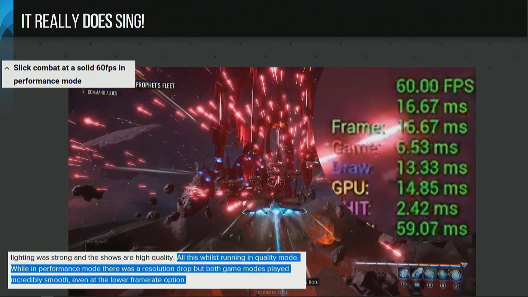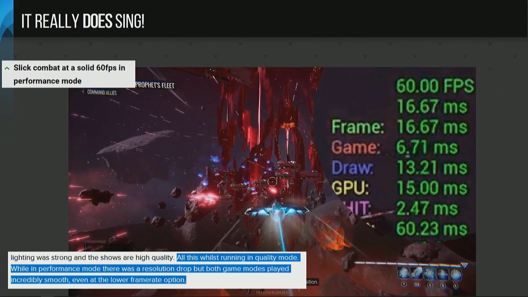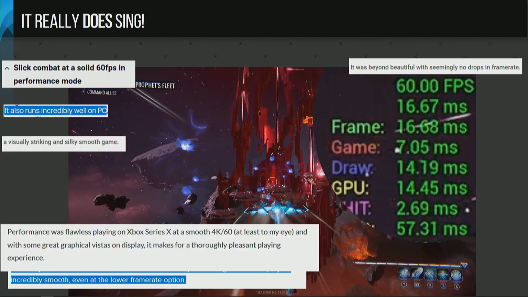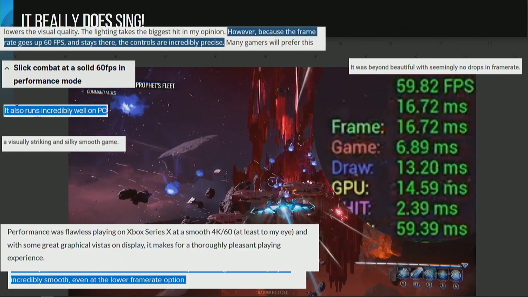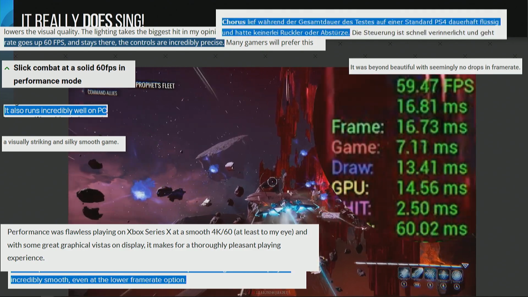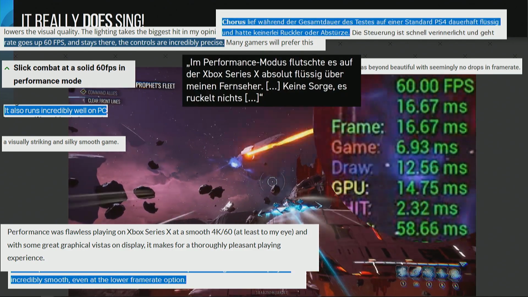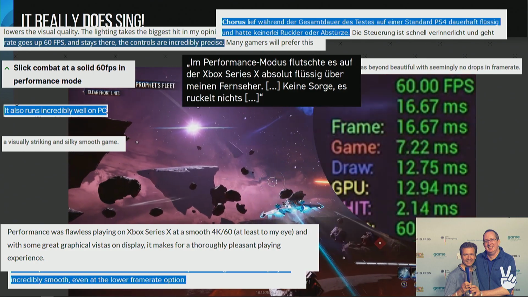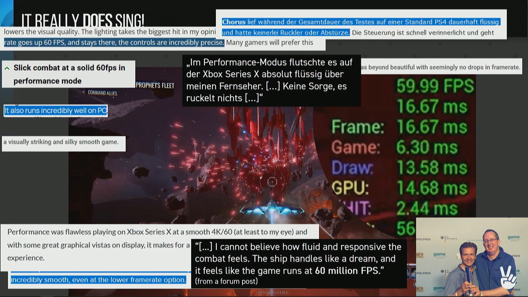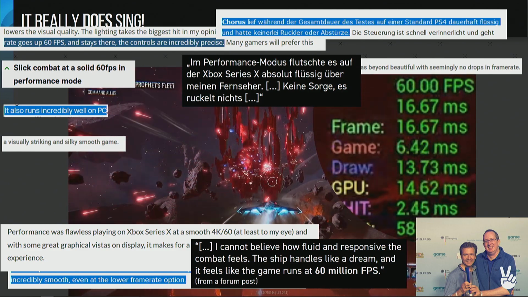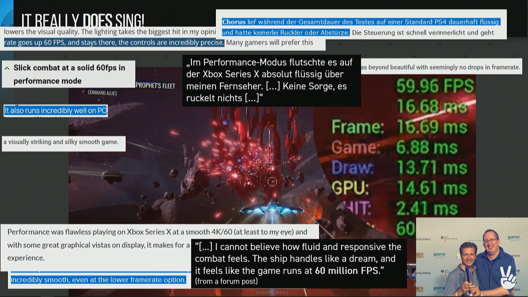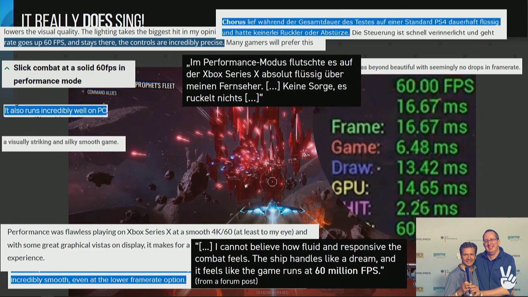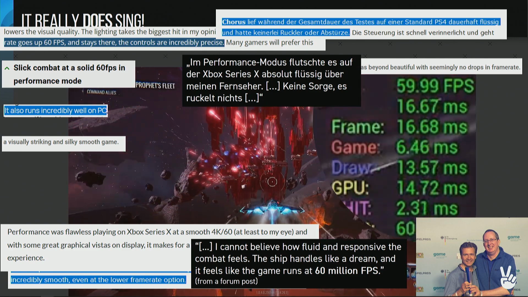FPS. It plays incredibly smooth, runs incredibly well on PC, no drops in frame rate, and just keeps on going, silky smooth game. So of course, if you worked on the game, this reads very nicely. We also won the award for Best German Game at the German Computer Games Awards. And this is from a forum post, but it says the game feels like it runs at 60 million FPS. And of course, while that was our target, we didn't quite get there. But still nice that people noticed this.